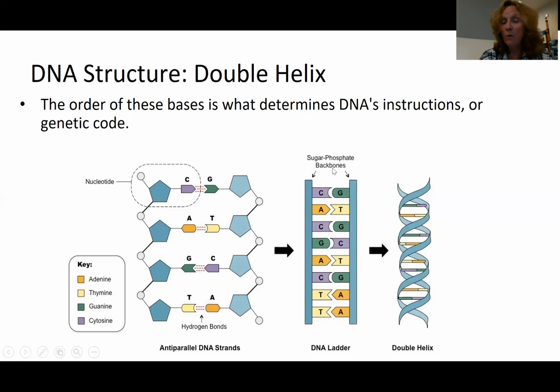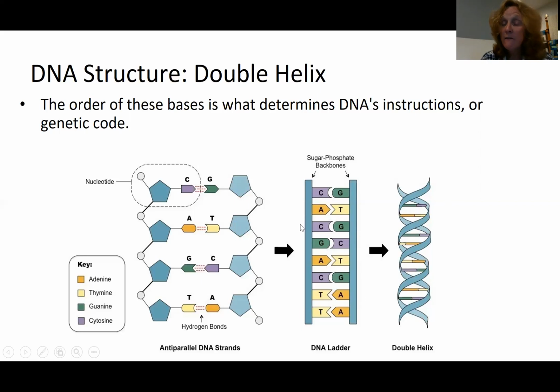But you can see, oh, by the way, we oftentimes refer to this as the sugar phosphate backbone. And we'll often refer to this part where you have your hydrogen bonds that are connecting all these together. We often refer to these as the rungs of the ladder or the steps, okay? And that's where the nitrogen bases are going to be connected.